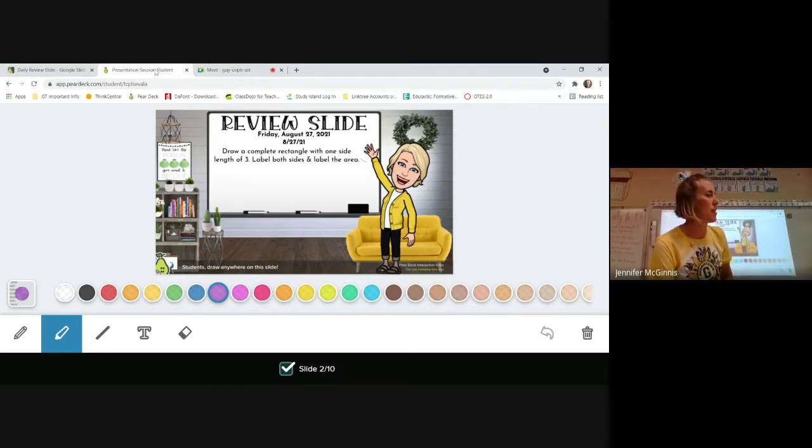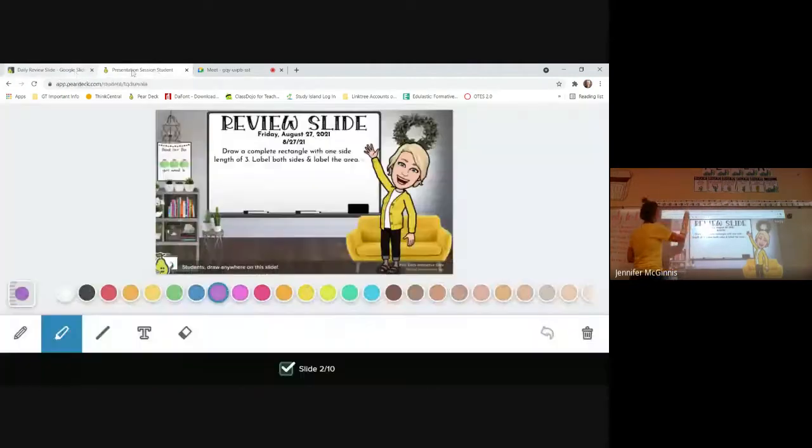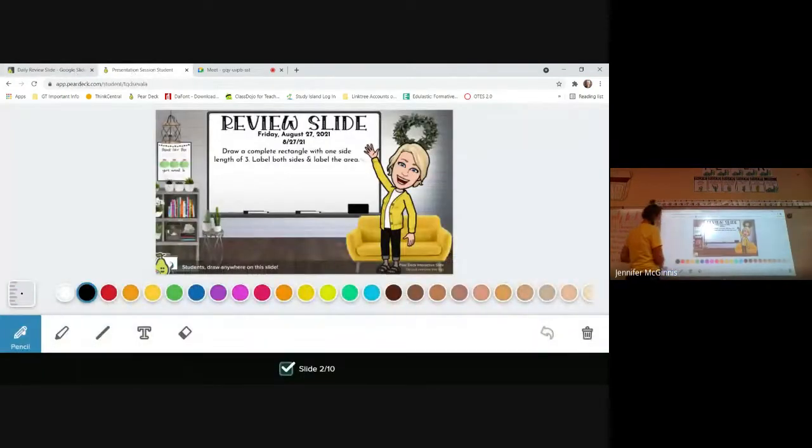Yesterday, we talked about the area of a rectangle, and today we are going to continue that conversation about the area of a rectangle. This is your review slide, and we are going to go over it now. You should already have this done. You should have already had it done a long time ago. It says, draw a complete rectangle with one side length of 3. Label both sides and label the area.